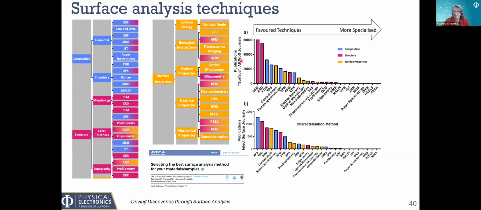This is across all Web of Science journals. You can see that XPS is one of the most common techniques, and Auger and SIMS are less popular and less accessible. And then in select surface journals, XPS is the number one most commonly used characterization method.